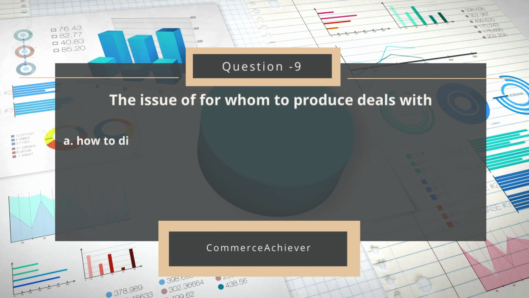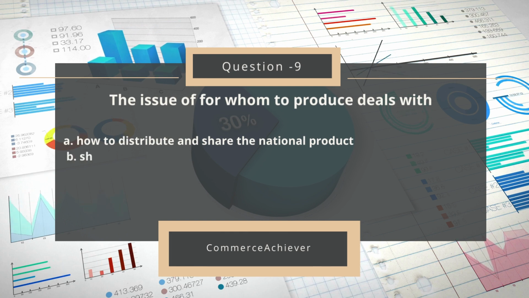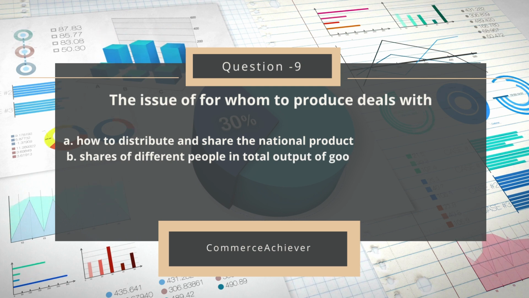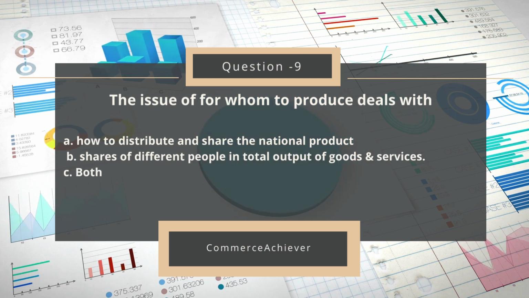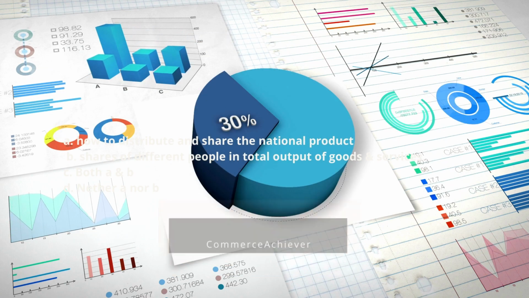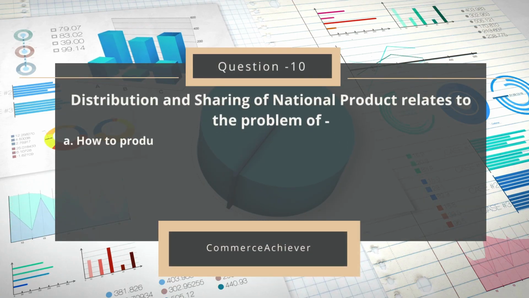Next, question number 9. The issue of for whom to produce deals with: A. How to distribute and share the national product, B. Shares of different people in the total output of goods and services, C. Both A and B, D. Neither A nor B. So the answer is both A and B. The issue of for whom to produce deals with both the options: how to distribute and share the national product, and shares of different people in the total output of goods and services.